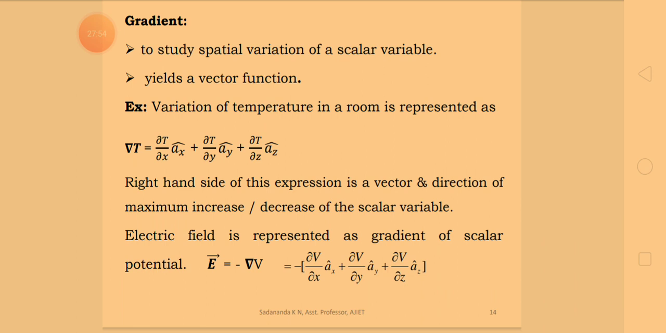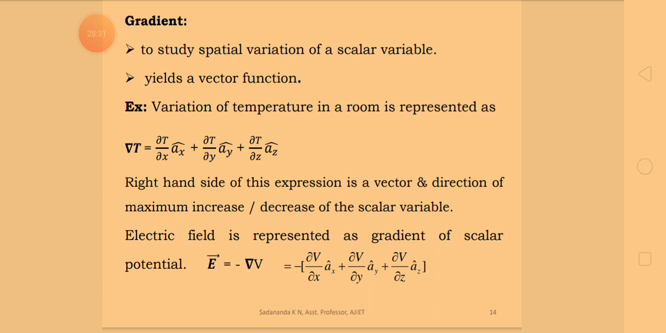Next topic is the gradient. Gradient is another mathematical operation that can be done using the del operator. The gradient operation is performed to study the spatial variation of a scalar variable, in the sense of space variations of the scalar variable. The gradient operation on a scalar function yields a vector function. Quite interesting.